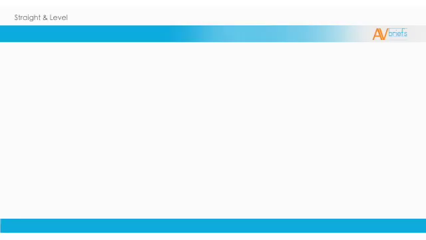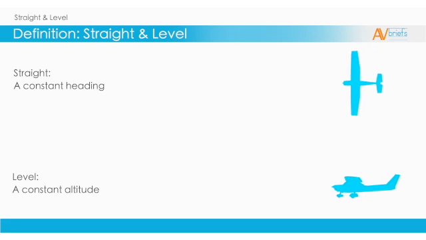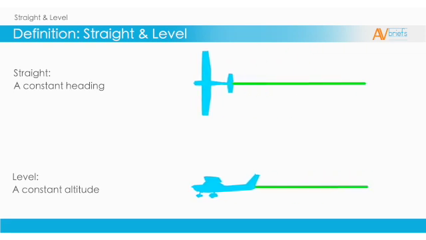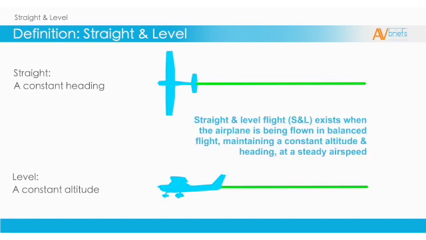Let's look at some basic definitions as we'll use them. Straight, this is referring to a constant heading. Level, this is in relation to a constant altitude. Both of these can be seen here. So straight and level exists when the airplane is being flown in balanced flight, maintaining a constant altitude and heading at a steady airspeed.